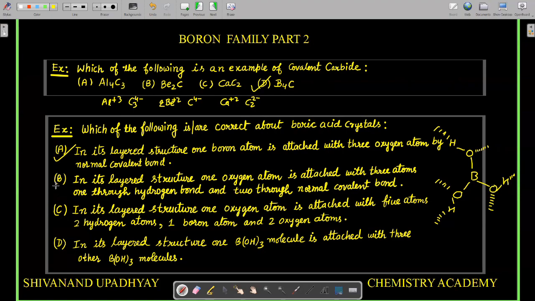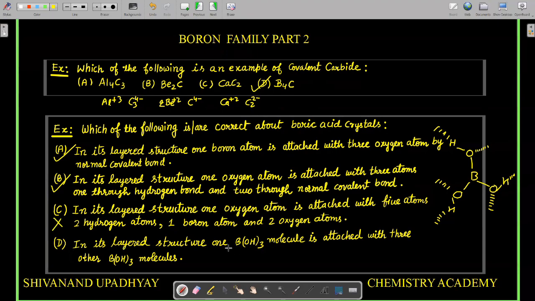This seems to be correct. The B option is correct. C option, in its layered structure, 1 oxygen atom is attached with 5 atoms, 2 hydrogen atoms, 1 boron atom and 2 oxygen atoms. That is wrong. 1 oxygen atom is attached with only 3, of which 2 are hydrogen and 1 is boron. So C option is wrong.